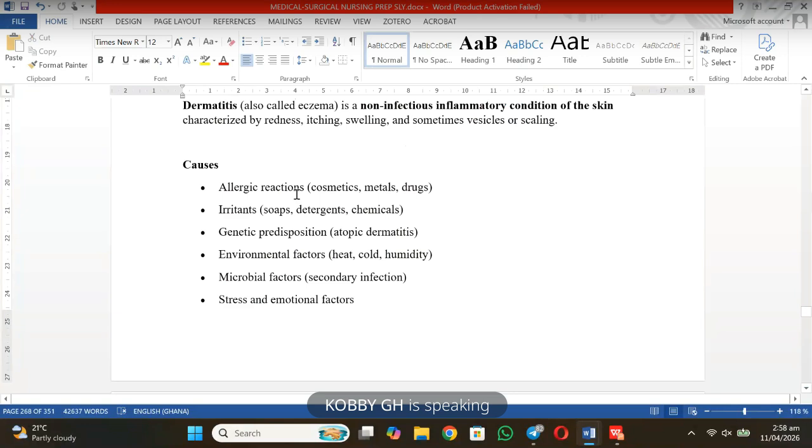So here are the multiple factors: either an allergic reaction, you've taken a drug that your body is reacting to, you've been exposed to some cosmetic agents, or you are using a certain irritant like soap, detergent, or a chemical, or you are genetically predisposed. And usually if someone is getting dermatitis from genetic predisposition, we call that atopic dermatitis. Is that okay? All right, that is fine.